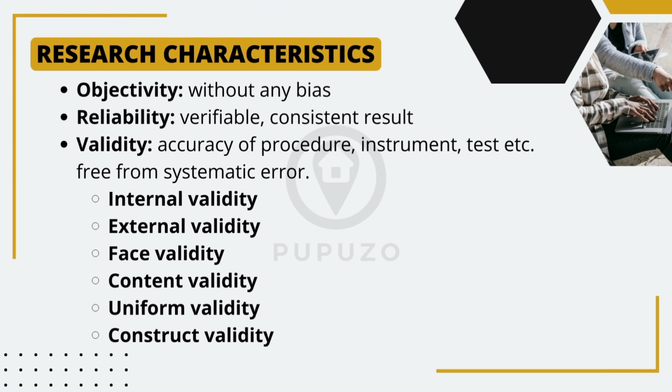It refers to the accuracy and soundness of the research procedure, instrument, or test. Validity ensures that the study is free from systematic errors and accurately measures what it intends to measure. There are various types of validity, such as internal validity, external validity, face validity, content validity, uniform validity, and construct validity, each addressing specific aspects of the research design.